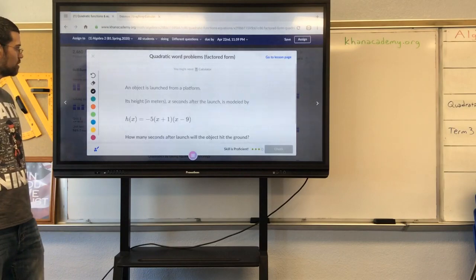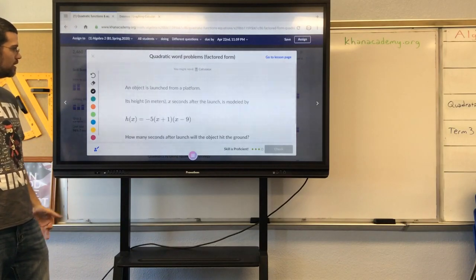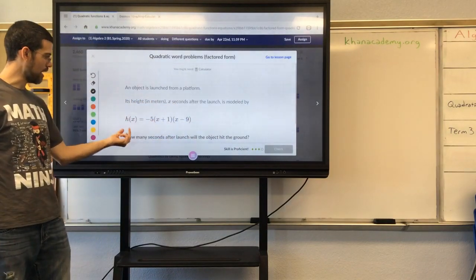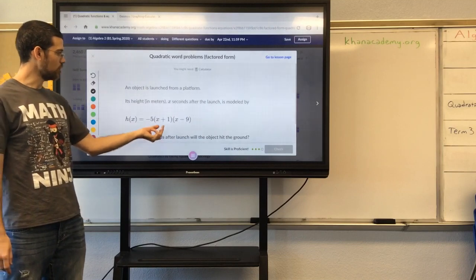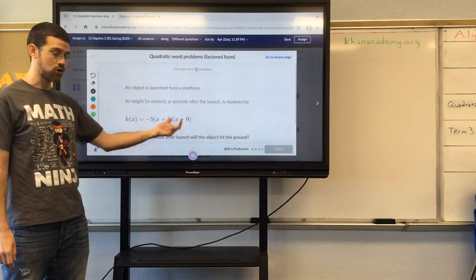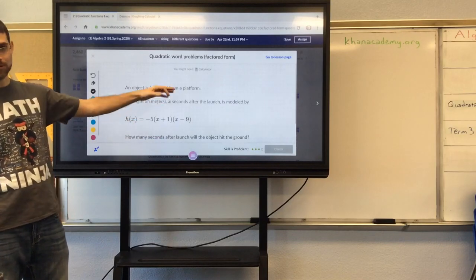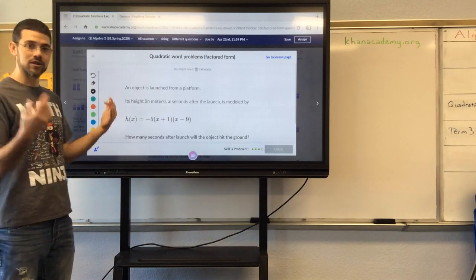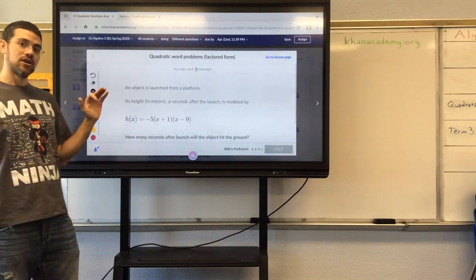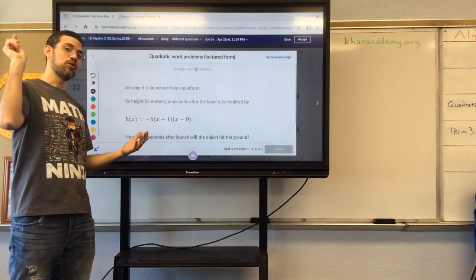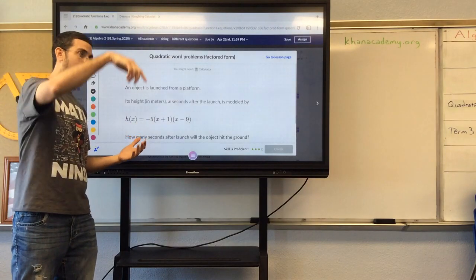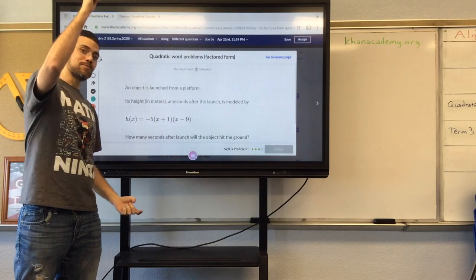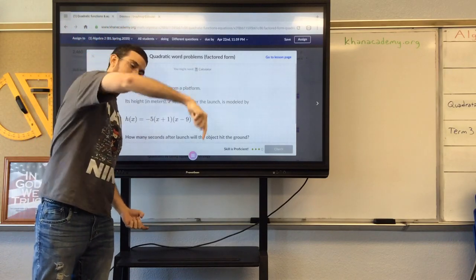Last one here. An object is launched from a platform. Its height in meters x seconds after the launch is modeled by this. So the height, h of x, is a function of seconds, x, after its launch. Again, this is going to be a parabola opening down. Not all parabolas open down, but the ones that they gave us happen to. This is a projectile in motion. It's a physics thing, right? So if you throw a ball or if you launch a rocket or whatever you're doing, gravity is pulling it down. So you may have sent it up to begin with, but it's going to end up curving back down.